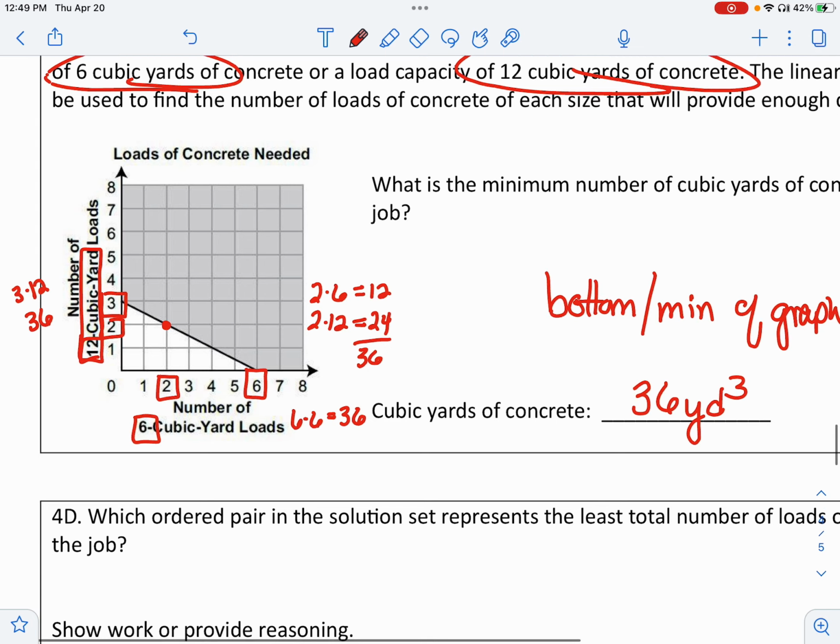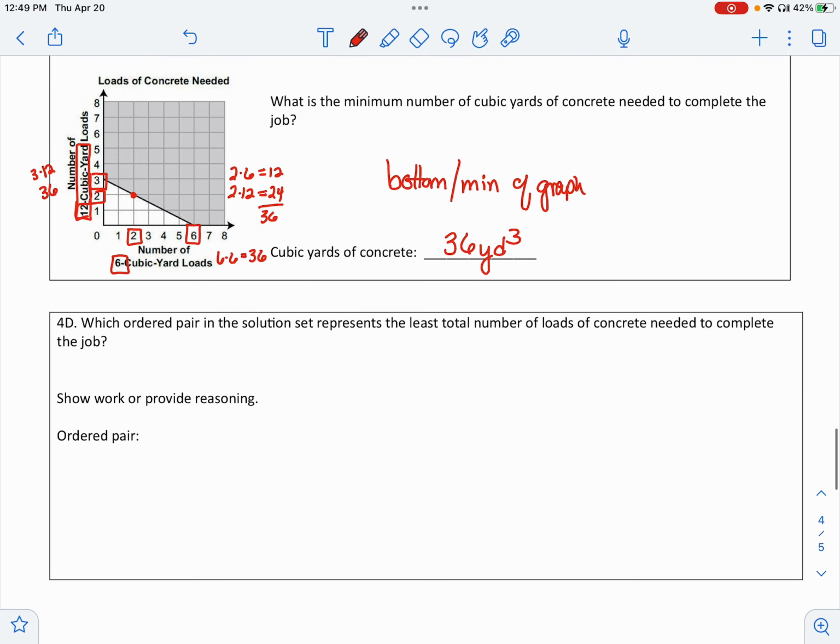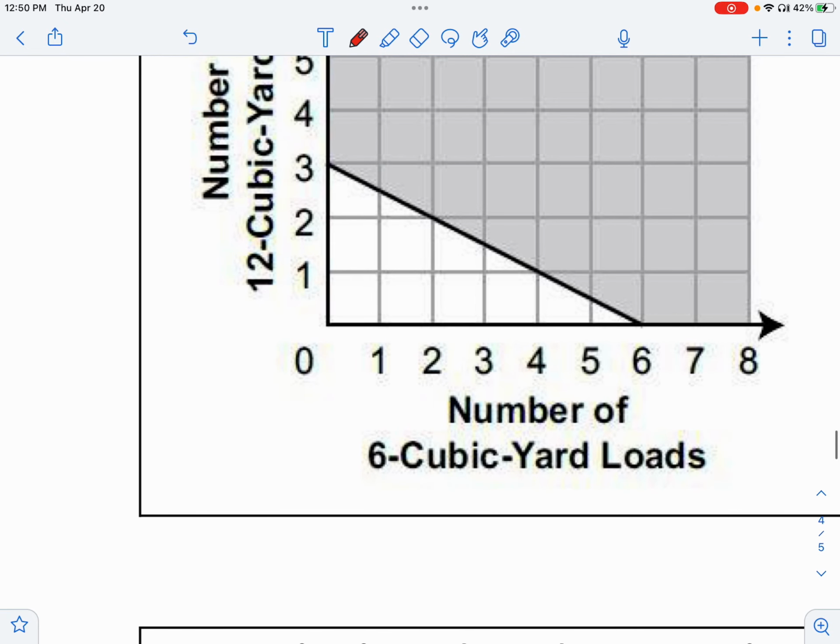That was kind of a hard one. What ordered pair in the solution set, so in the graph, represents the least total number of loads of concrete needed to complete the job? Let's delete all of my extras I put on here and see what we can come up with. So remember, this line represents the minimum.